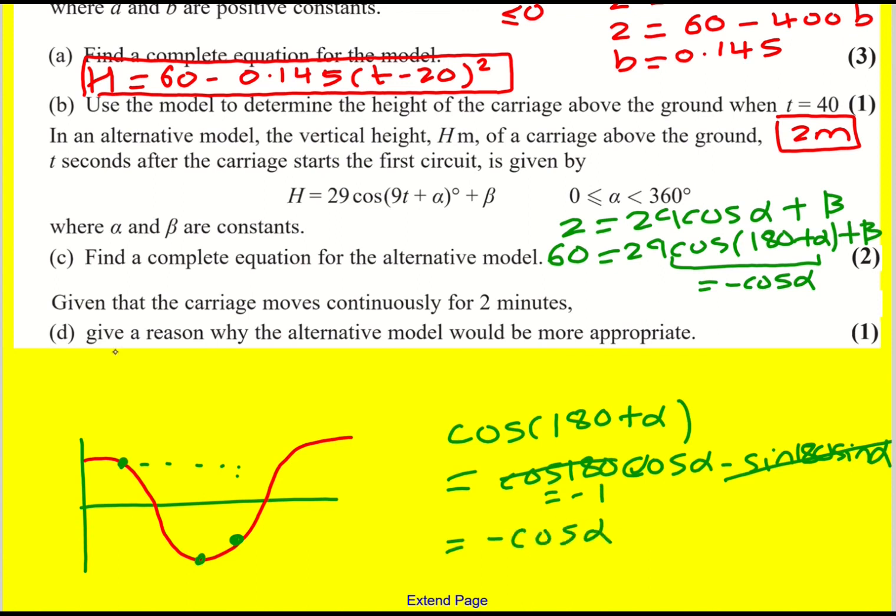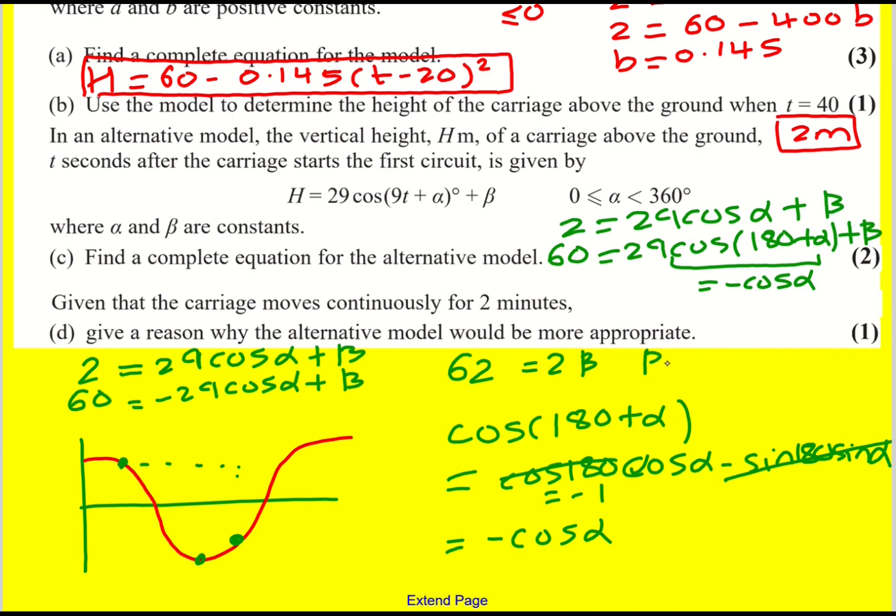Back to my two equations then. I've got 2 equals 29 cos alpha plus beta. And I've got 60 is equal to minus 29 cos alpha plus beta. So I'm going to add these two together to start with. 62 is then going to be 2 beta. Beta is going to be 31.